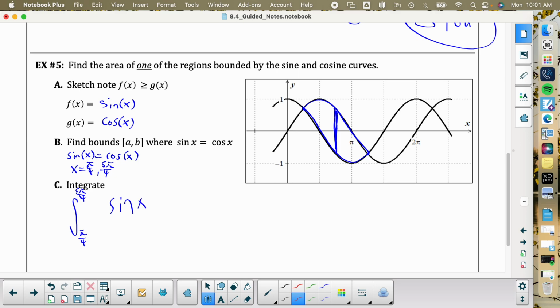Yep, minus. What's the bottom function? Cosine? dx. I didn't just integrate them. It's literally just negative cosine. Wait, so that's all you have to do?